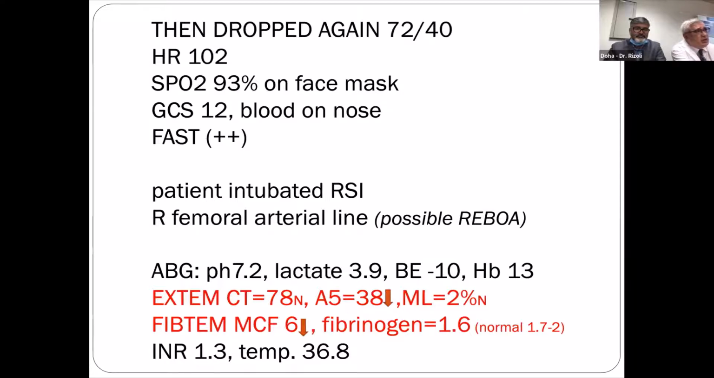It's very well known that patients who arrive hypotensive, most of them have low fibrinogen on arrival, and this case followed the rule. When we measured serum fibrinogen it was 1.6, and here in Qatar the normal is 1.722. So there's a slight reduction in fibrinogen, slight changes in the ROTEM. The INR is slightly abnormal, 1.3, and the temperature of the patient is 36.8.